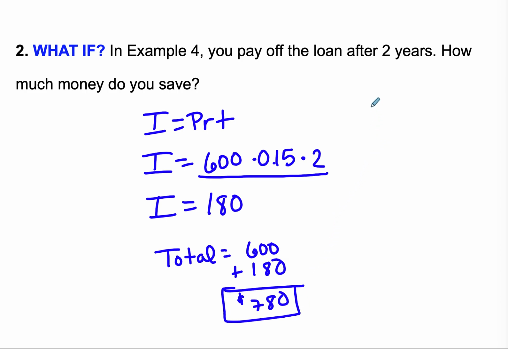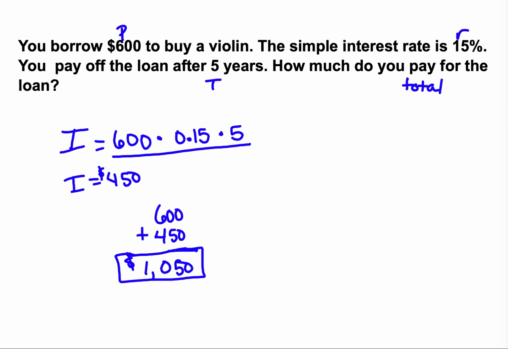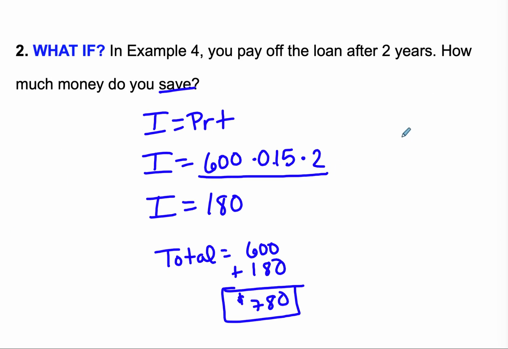Okay, so that's how much we pay, but this says how much do you save. So we're going to go back to our last problem. 1,050. We're going to subtract how much it would be if we only did 2 years. And then we're going to go ahead and subtract here. So 1,050 minus 780 gives us $270 saved.